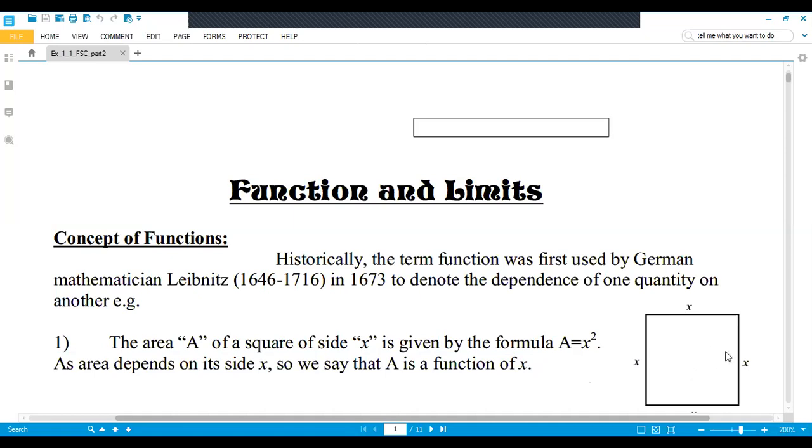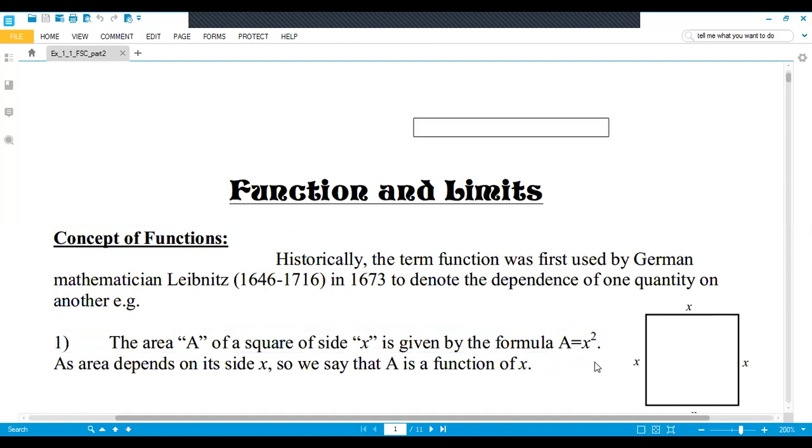If you look at this example, this is the figure of a square, and you know that the side length is denoted with x. All sides of a square are equal in length. So the area of a square is equal to side squared, so A is equal to x square for this figure. The area A of a square of side x is given by the formula A = x square. So area depends on x.